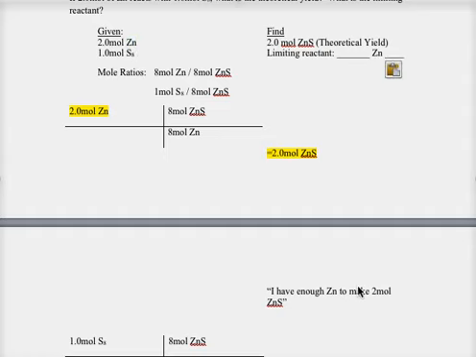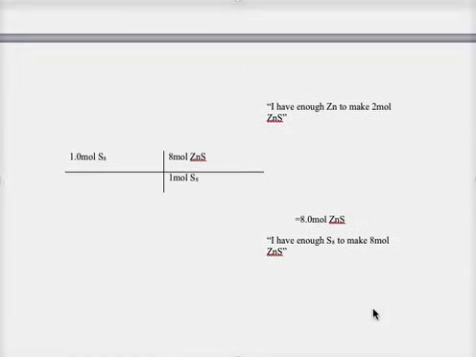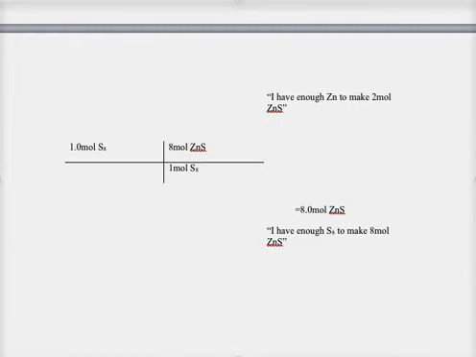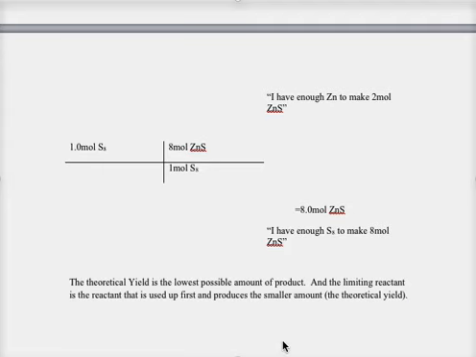All right, let's write down one last thing here. The theoretical yield is the lowest possible amount of product, and the limiting reactant is the reactant that is used up first and produces that smaller amount, that theoretical yield.